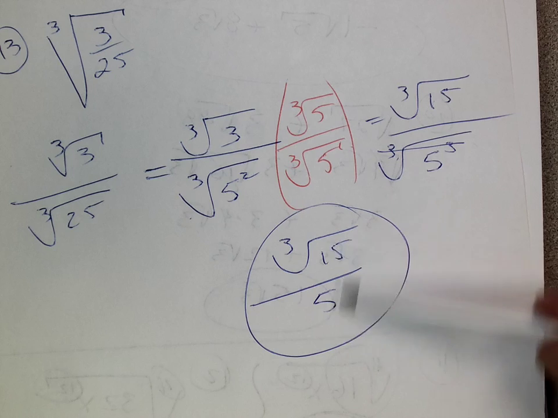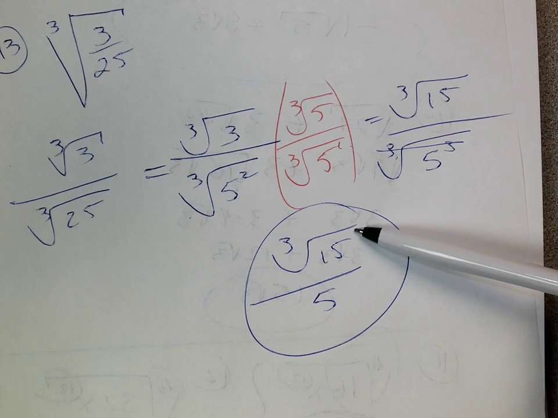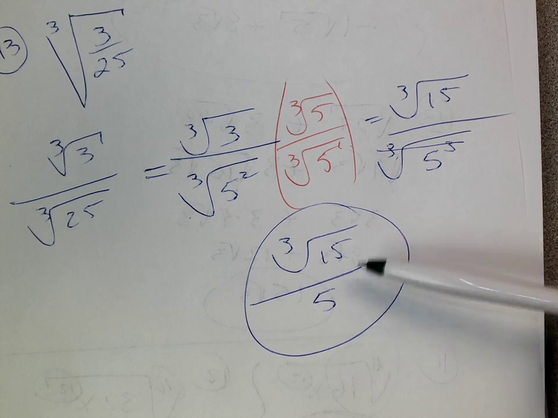Don't divide these. Do not divide that. That is not a 15. It's some ugly decimal number. Cube root of 15 is some ugly decimal in our calculator. Don't divide those, because you won't get the right answer.